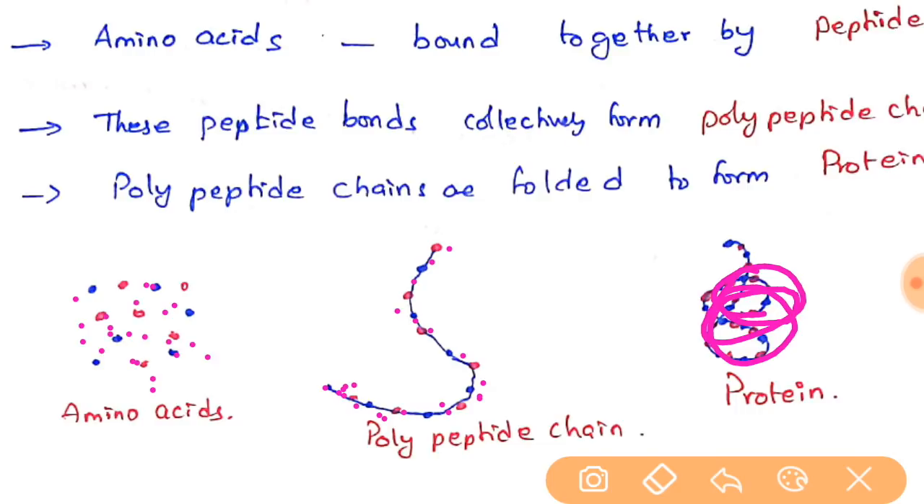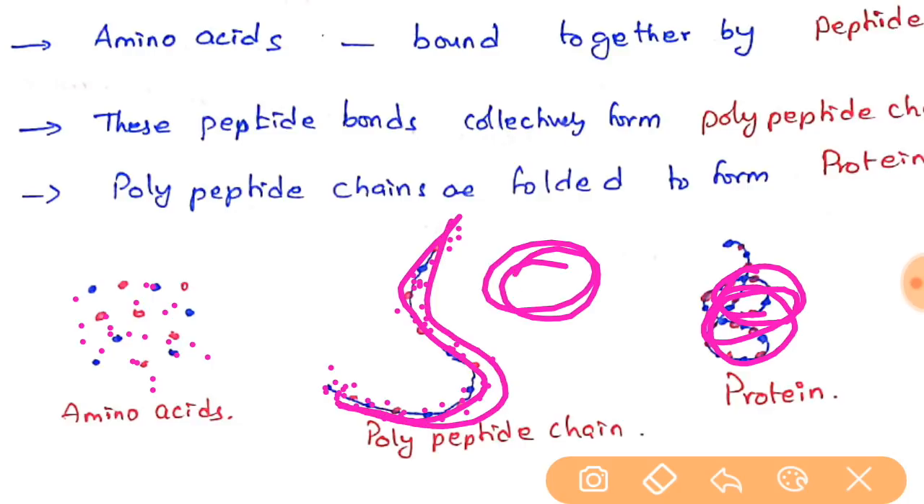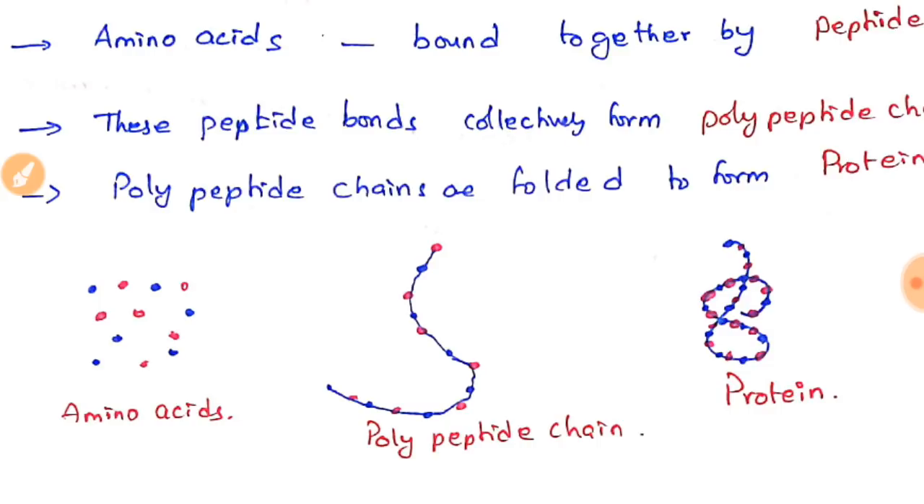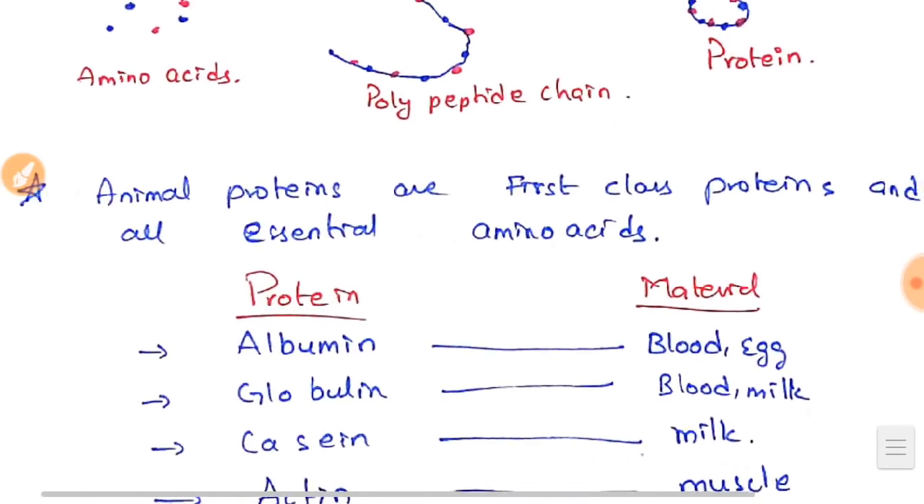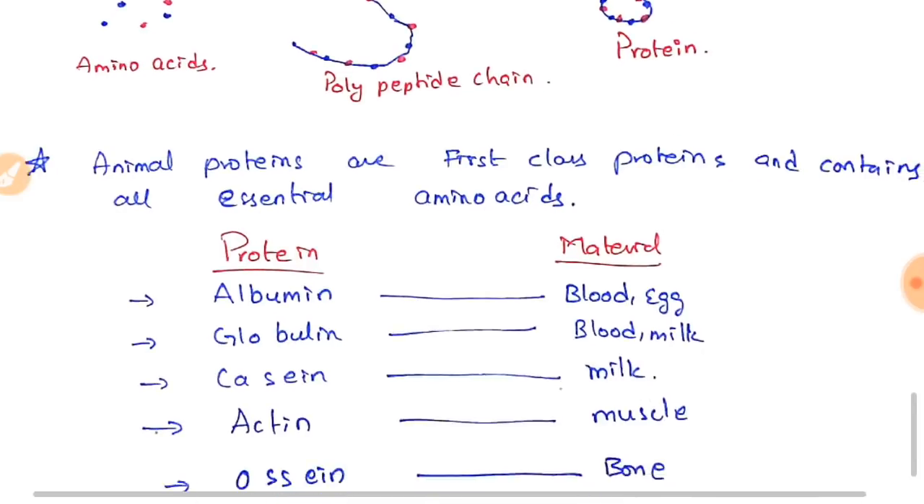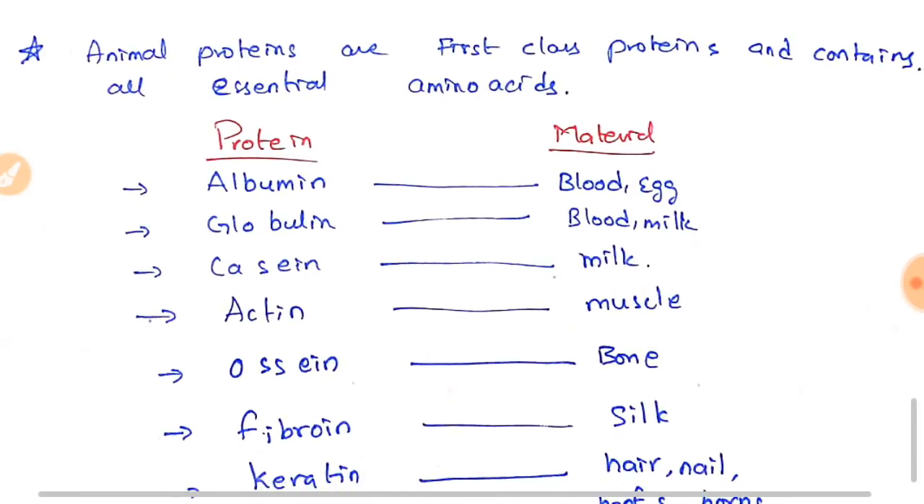If these amino acids form peptide bonds, they will form polypeptide chains. Okay, friends, they form polypeptide chains. These polypeptide chains are folded like this in any pattern, then it is called protein. So we will see some animal proteins or first class proteins, which contain all essential amino acids.